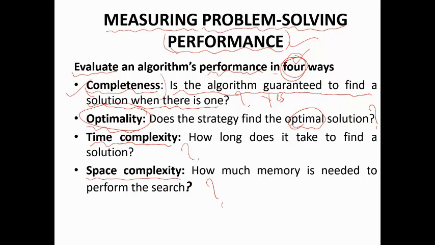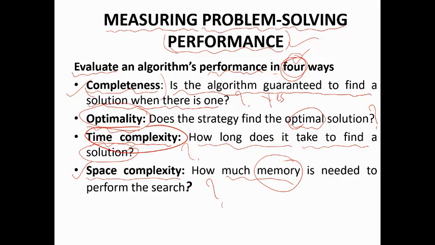The third one is time complexity. This means how long does the algorithm take to find a solution? What time does it take to find some solution? So it is time bound, and it is called time complexity. If the answer is good, this means it is good for time complexity. The fourth one is space complexity. The question here is, how much memory in your computer, in your machine, is needed to perform the search? If it consumes less memory, this means it is good to perform the operation of the algorithm. So that is called space complexity.